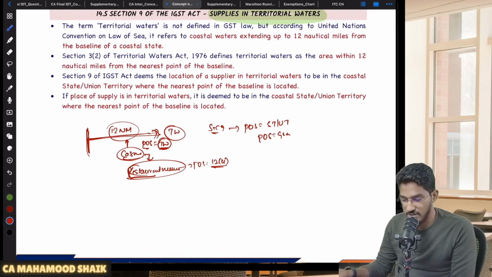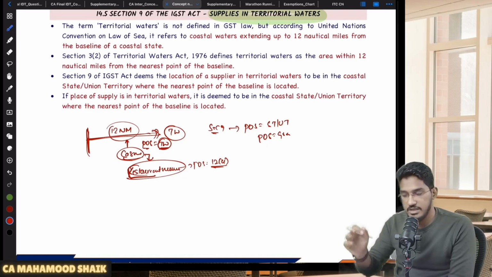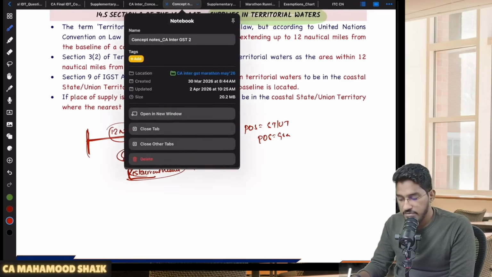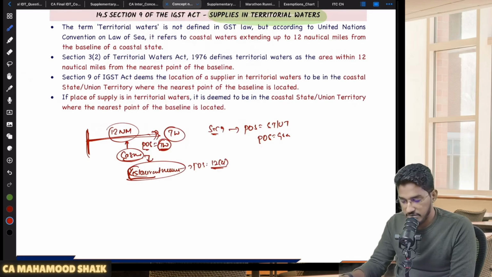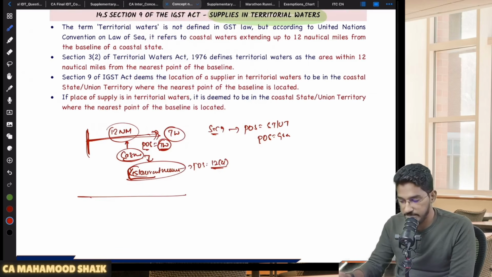Understood? That's all here. This is the major and important discussion from the examination perspective regarding the place of supply. Very important. Compulsorily there will be a question from this chapter. 100% there will be a question from this chapter, and that place of supply related discussion we are done with. Okay, so place of supply we have completed.